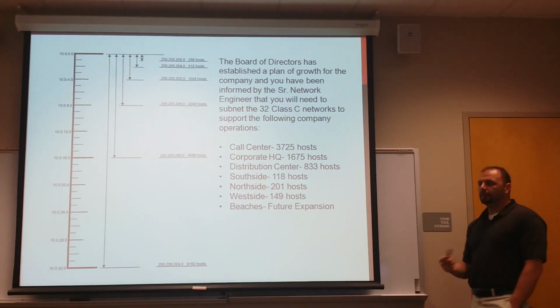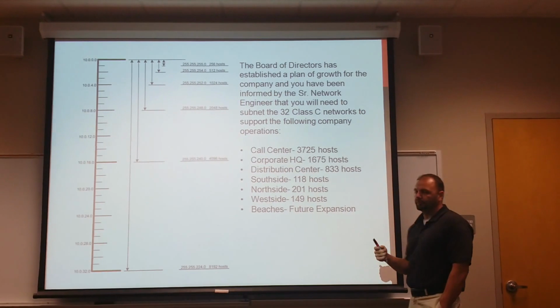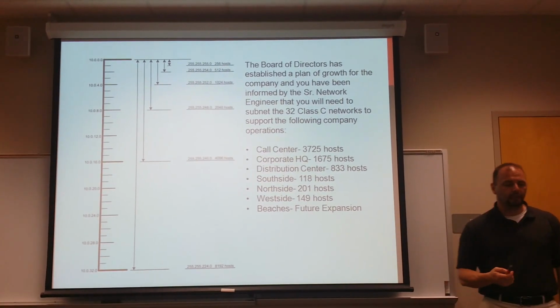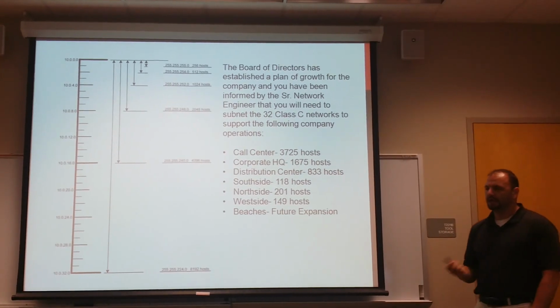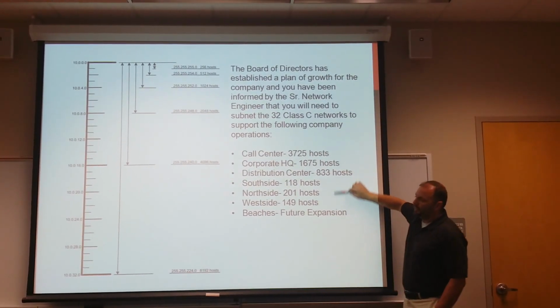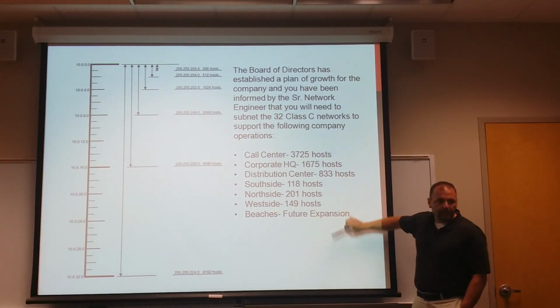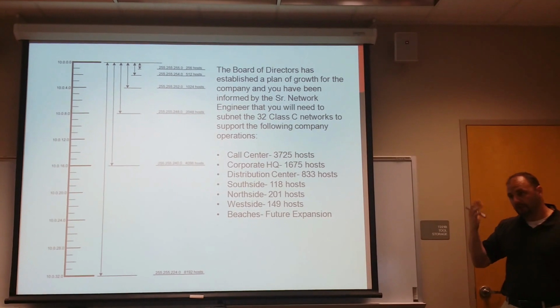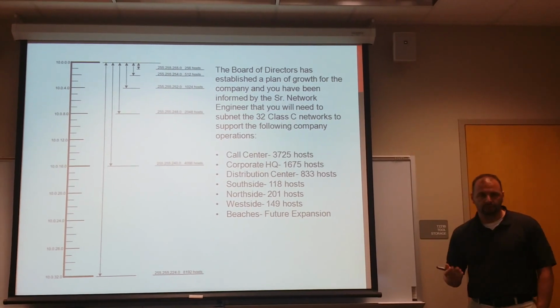So now, our company's made some decisions. We get a little bit more information. The board of directors said, hey, we're going to grow, here's our plan. So your senior engineer passes you some more information, and he says, hey, here's what we're going to have in our network. This is what we need to allocate those IP addresses for. So now you have some idea of how you need to break it up. You have to accommodate those number of hosts.